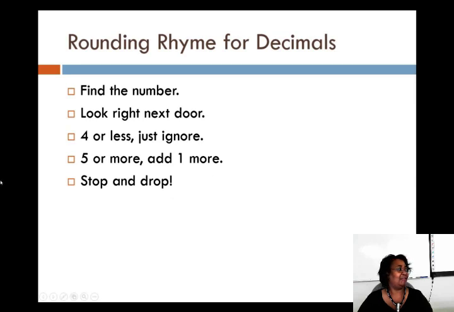Hello, somebody get off. Okay, we got to sing it one more time. 1, 2, 3. Find the number, look right next door, 4 or less, just ignore, 5 or more, add one more, stop and drop. Much better.